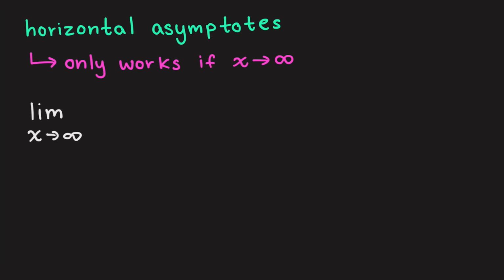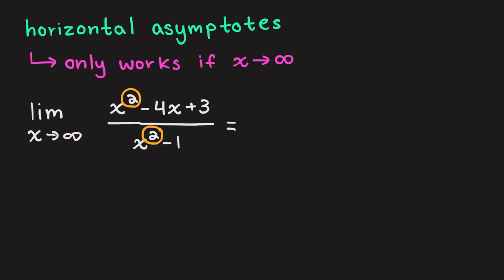The first one is the limit as x goes to infinity, and the function is x squared minus 4x plus 3 all over x squared minus 1. Here we can see that the degree of the numerator and the degree of the denominator are both 2, so they're equivalent. So we should divide their coefficients. So 1 divided by 1 is equal to 1, therefore 1 is our final answer.